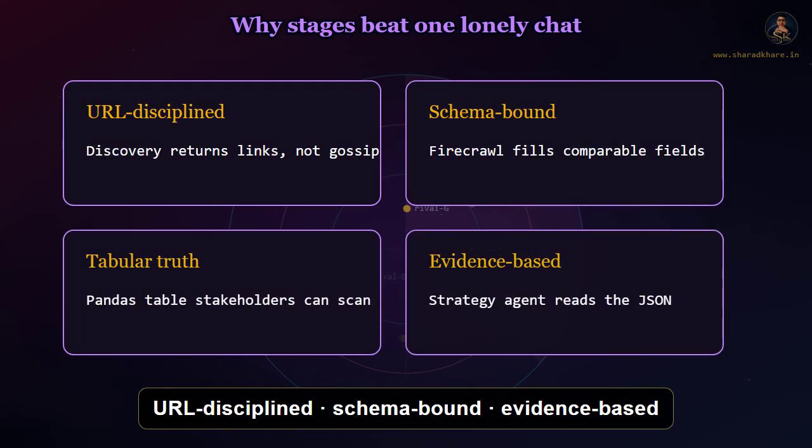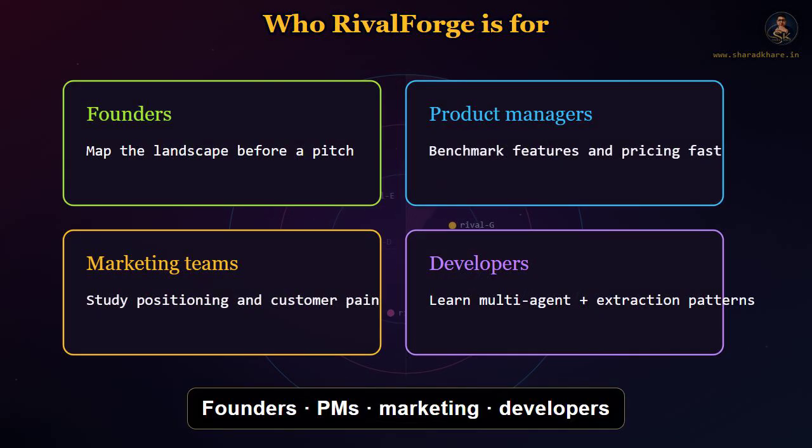Why this pattern instead of one lonely chat is simple. Discovery stays URL-disciplined, extraction stays schema-bound, comparison stays tabular, and analysis stays evidence-based. Who is RivalForge for? Startup founders mapping a competitive landscape before a pitch. Product managers benchmarking rival features and pricing without a week of tabs. Marketing teams studying positioning language and customer pain points on rival sites. And developers learning multi-agent plus web extraction patterns with a real Streamlit app.